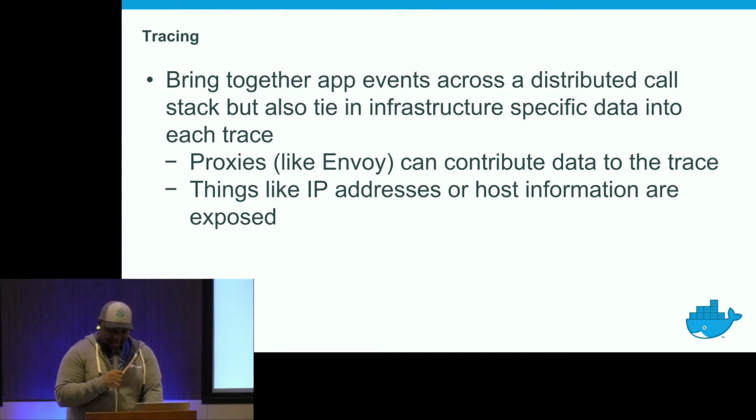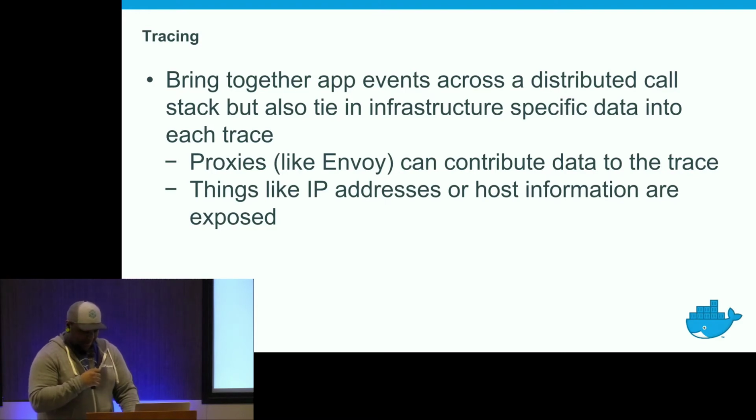Proxies like Envoy, Nginx, I think Apache has a Zipkin add-on, but I'm not entirely sure, can contribute to data. So as data travels across your infrastructure, it's actually contributing information. Envoy particularly contributes a lot of time metrics, caller information, header information, and stuff like that at the layer 5 layer that you may not see within your application. And again, things like IP addresses or host information can be exposed, and depending on how your infrastructure is structured, that stuff can be particularly helpful for people who are trying to plan attacks.